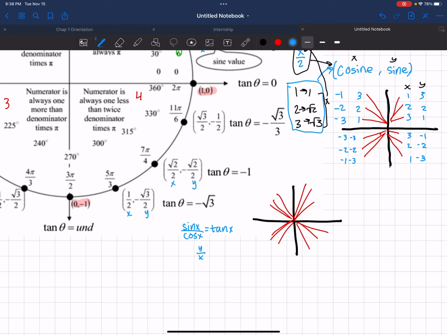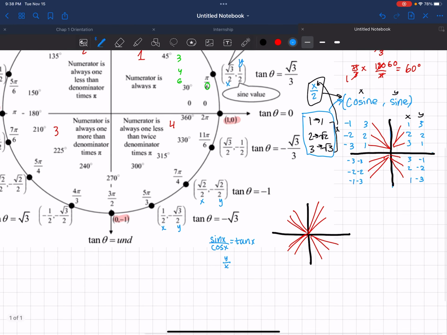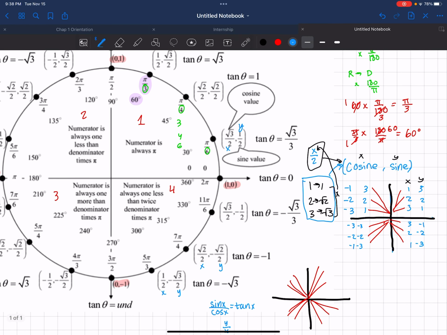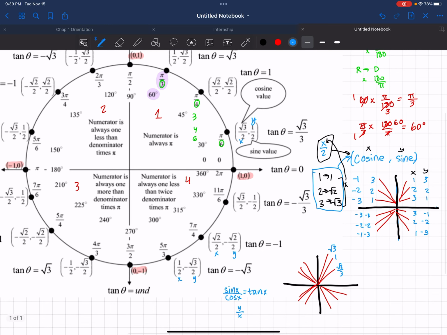But that's too complicated. Who in their right mind would want to do that? So just memorize this. Okay, so you're going to have, let's do blue again, 3, 1, and then root 3, 3, and then everything is exactly the same. Root 3, 1, root 3, 3. However, you have to take into account the signs, if that makes sense.